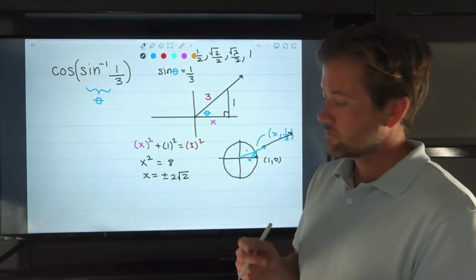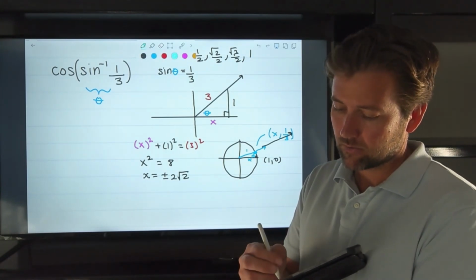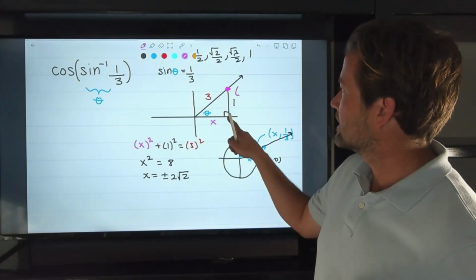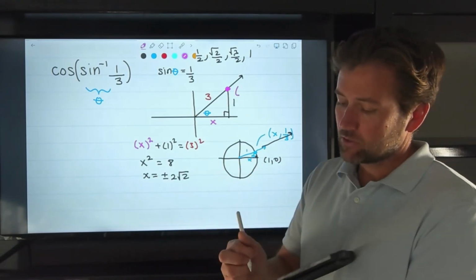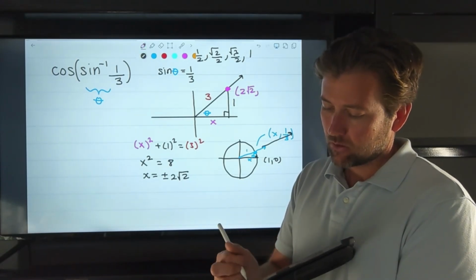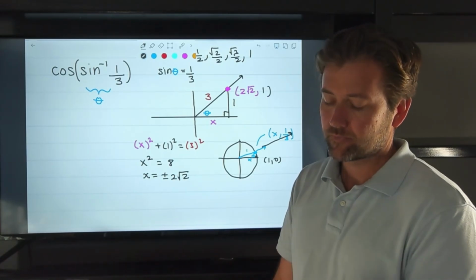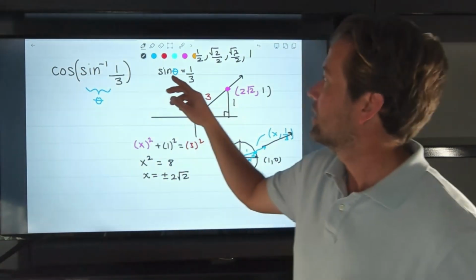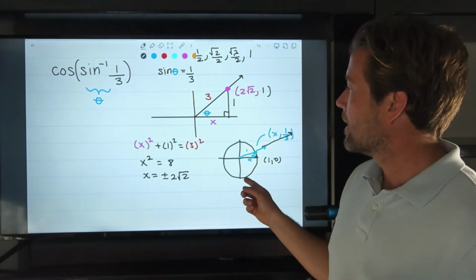Now, in the context of this problem, this is a point right here. We're going to the right and then up. So from the origin, since we're going to the right, this point is positive 2 root 2, comma 1. This is definitely not the unit circle. I'm not going to say the cosine of this angle is the x coordinate. Nope, that only applies when it's the unit circle.